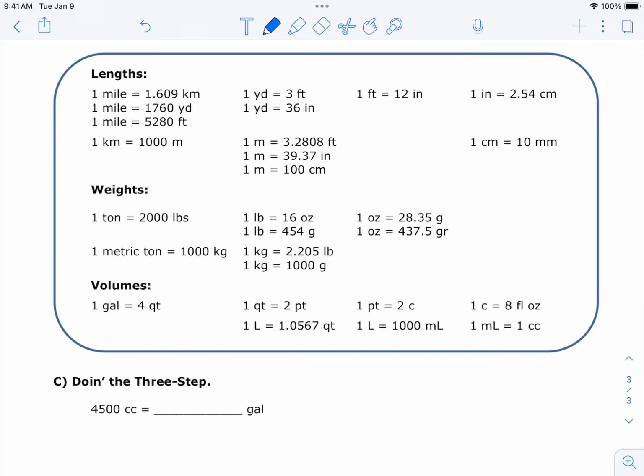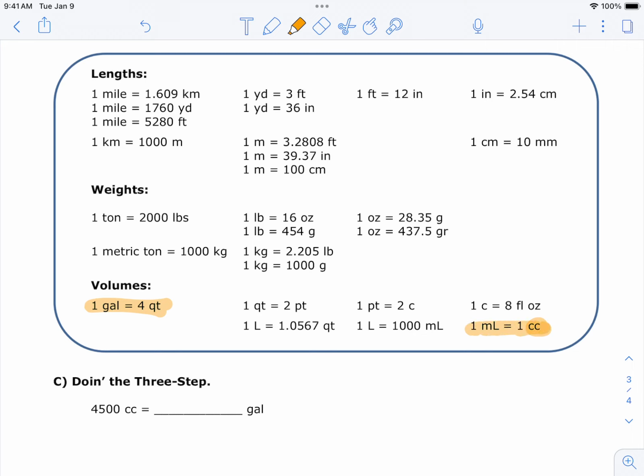Remember, gallons are way over here. cc's are the smallest thing in the world. They're way over there. So we're going to have to get from here over to there somewhere. And we're talking something like a 3-step process. Let's see. Well, what's this telling me?